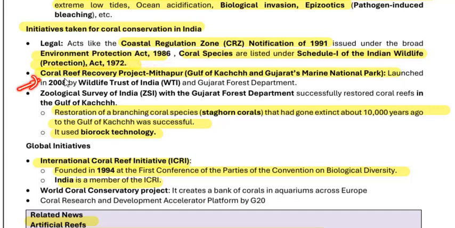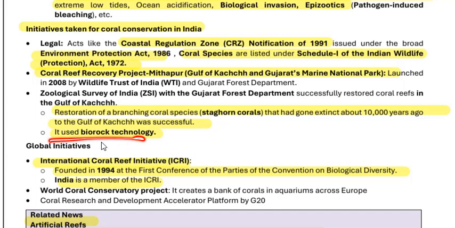Second point here is the Coral Reef Recovery Project, Mithapur, Gulf of Kutch and Gujarat Marine National Park, launched in 2008 by the Wildlife Trust of India and the Gujarat Forest Department. Next, the Zoological Survey of India, with the Gujarat Forest Department, successfully restored coral reefs in the Gulf of Kutch. They have done many initiatives, like restoration of branching coral species, that is staghorn corals, that had gone extinct about 10,000 years ago in the Gulf of Kutch, and it was successful. It means staghorn corals were restored again, which had been extinct 10,000 years ago.